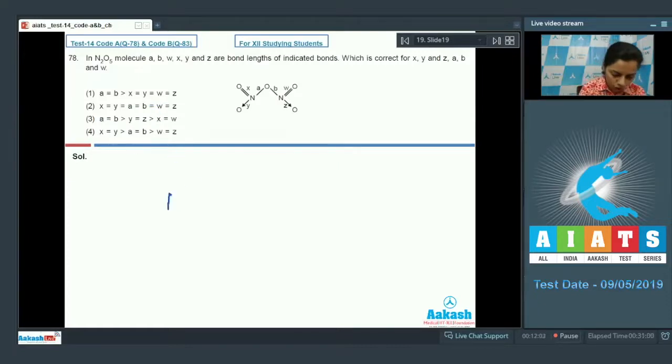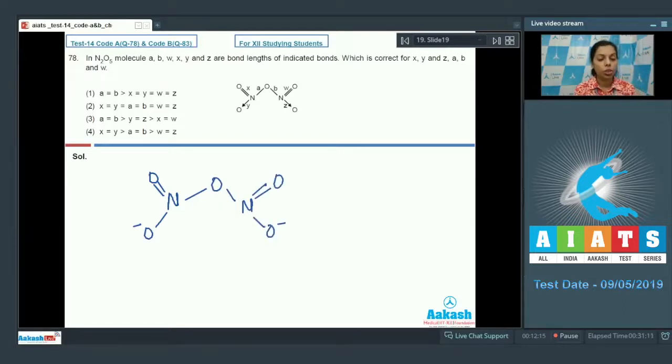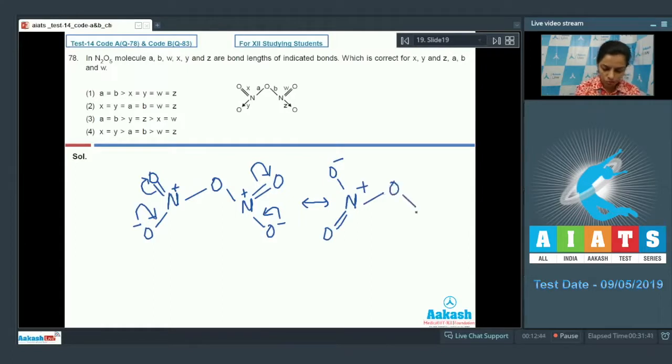First of all, I need to just draw the structure here. We can represent it as O negative. This way, this can be the structure of this. And here is the resonance between these species. Similarly here also. And this way, that will make this nitrogen positive, on both the sides. So this can be represented as O negative, this way, and here's the double bond this way.